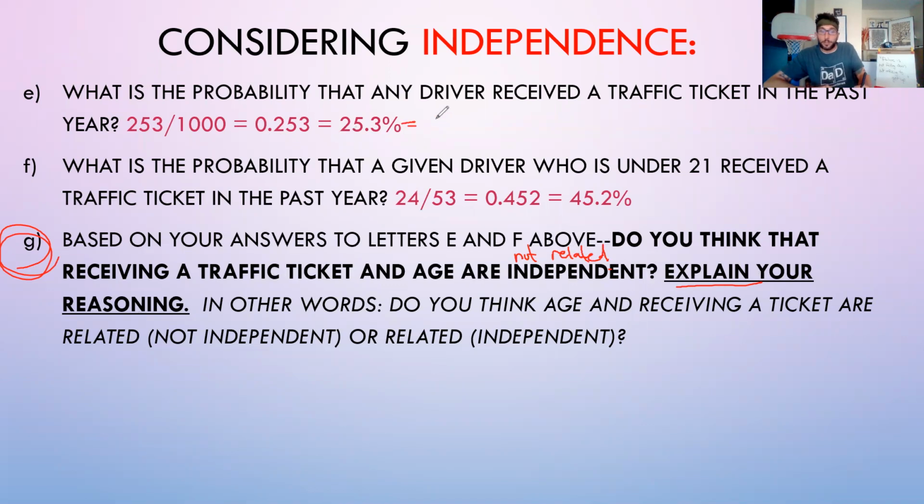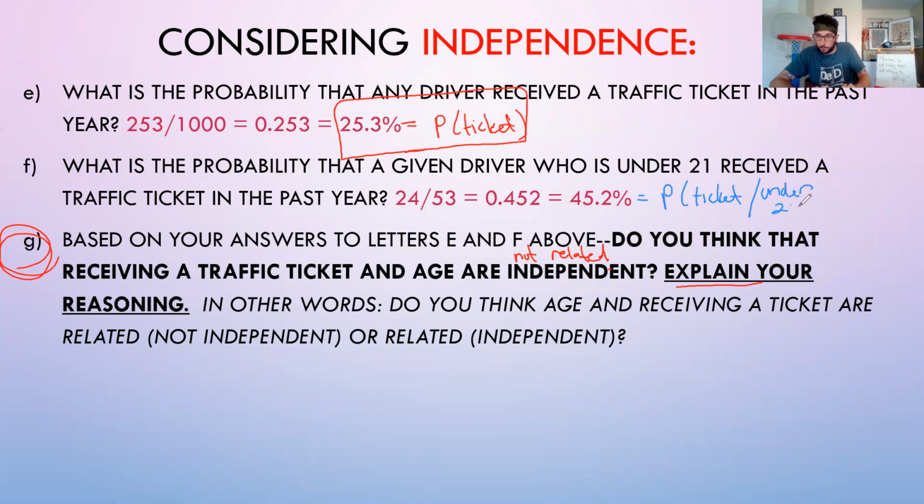Up here, we know the probability that any random person gets a ticket is about 25%. So if any random car drives by me, and I don't know anything about that person, there's a 25% chance they're going to get a ticket. Here, this is the probability someone gets a ticket given I know they're under 21. So if any random car drives by me and I don't know anything about them, there's about a 25% chance they get a ticket. But if a car drives by me and I know the driver's under 21, that now tells me there's a 45% chance that they were going to get a ticket.